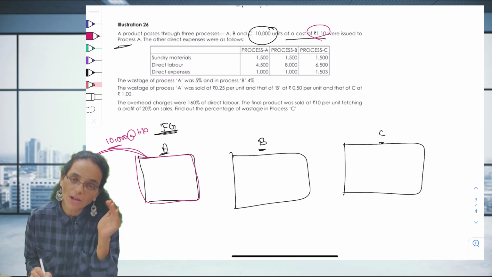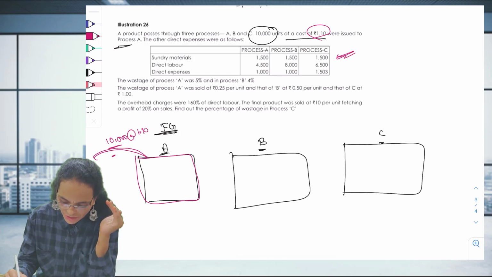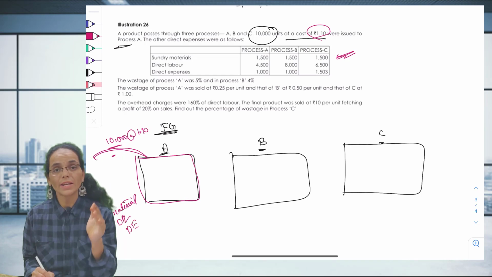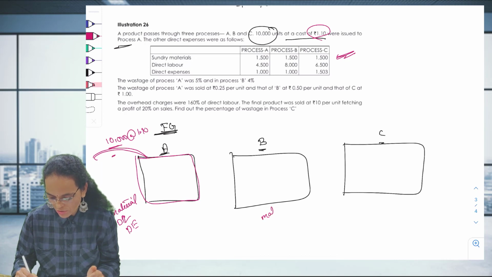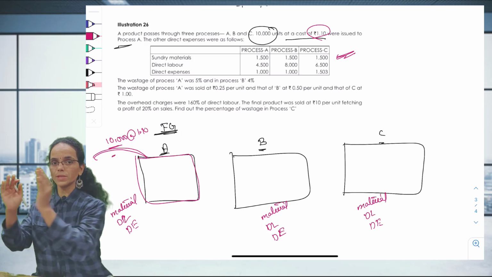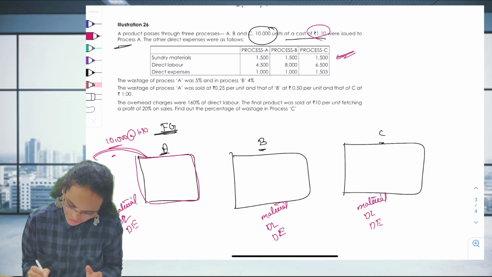Then, apart from the introduction of 10,000 units, additionally we are giving additional material, and direct labor and direct expenses, respectively incurred here also. Material, direct labor and direct expenses in the respective processes: process 1, process 2, process 3.